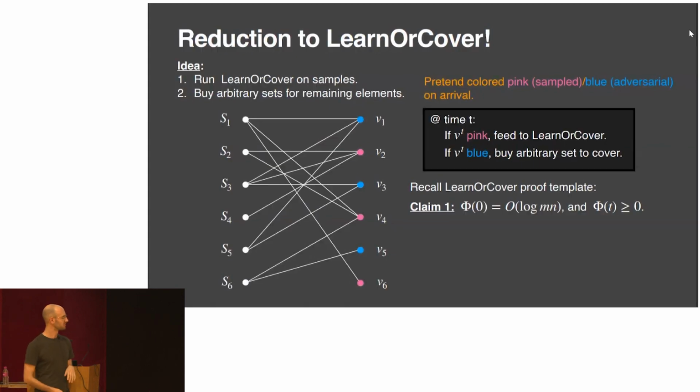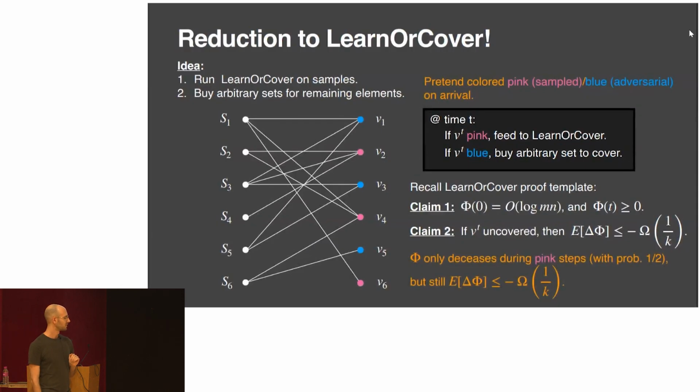Recall the learner cover proof template. I had an initial potential function, and I said it decreases by 1 over k whenever an element is uncovered. So now the potential is only going to decrease during pink steps, right? Because I'm only getting a random element during the pink steps. And I needed this random, right? I had to say that my elements are coming in uniformly random order, which is the same as being sampled uniformly from the uncovered part of the space. So I only get a decrease with probability 1/2, but that's still omega of 1 over k. And so this proof template basically goes through.